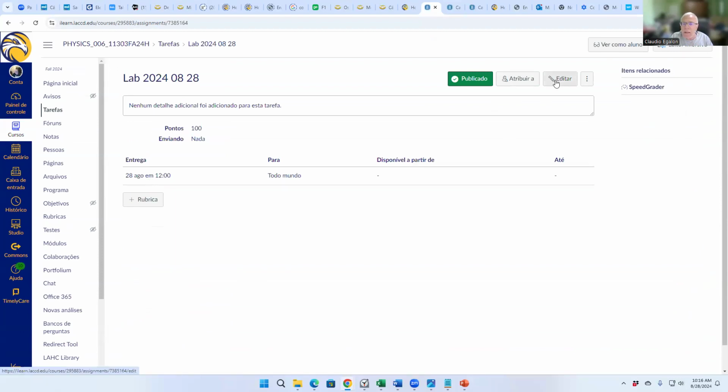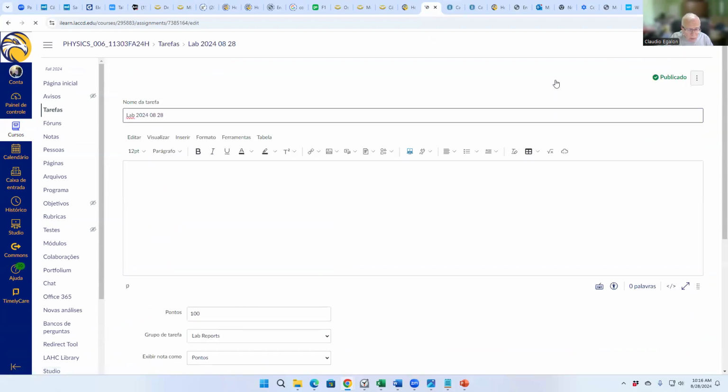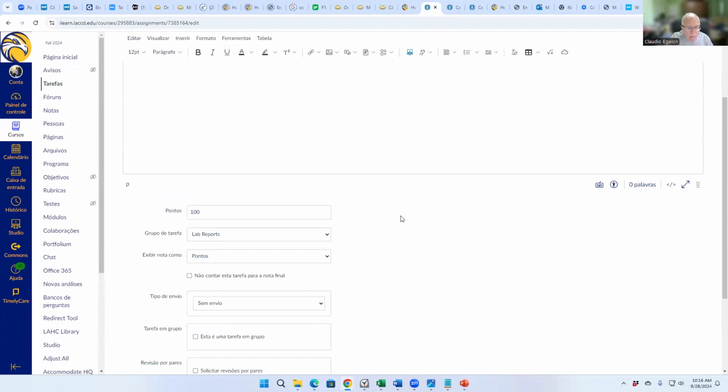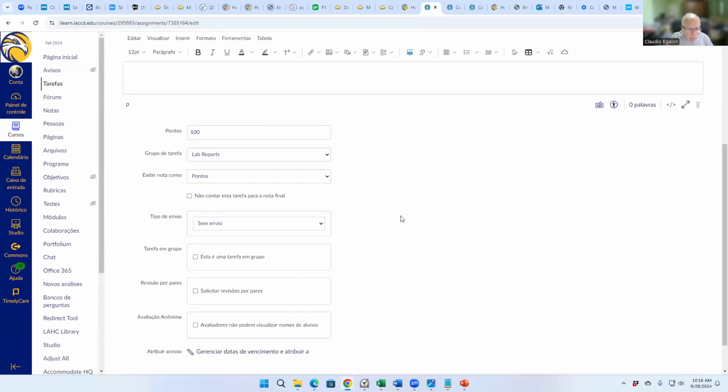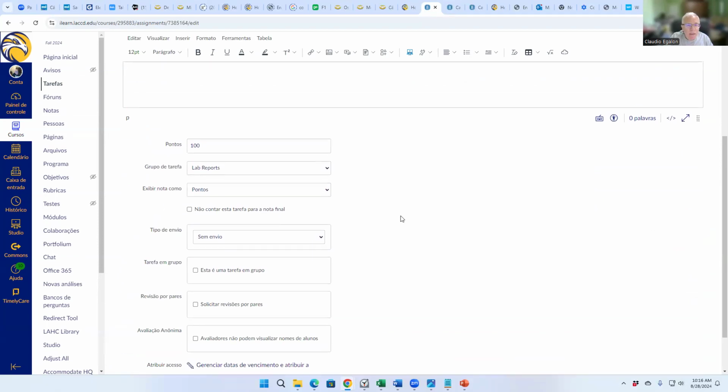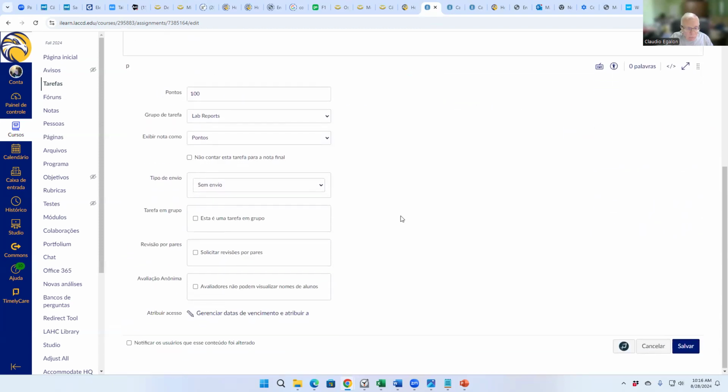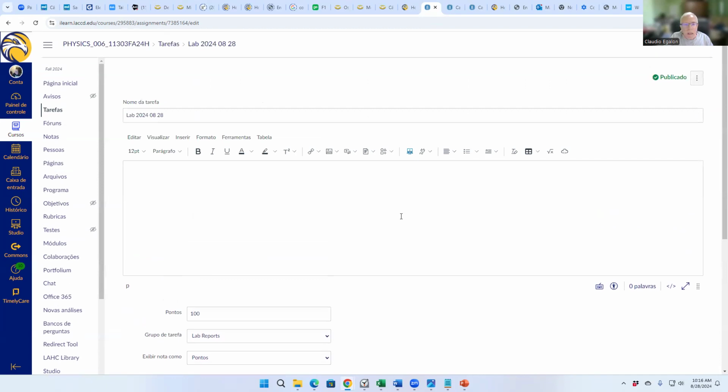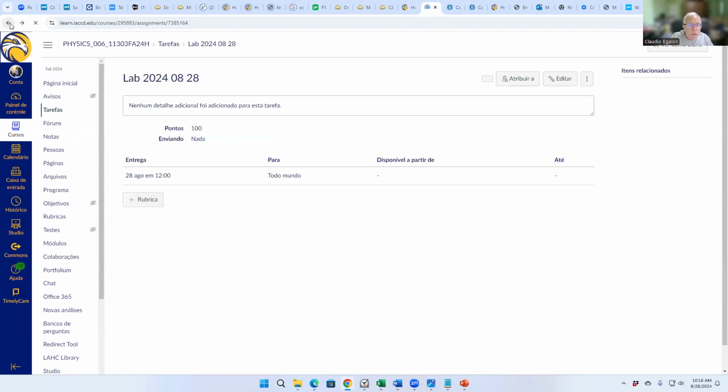Let's see, edit. Okay. Unfortunately the thing is in Portuguese. I want to put it in English. Let's see, where is that? Strange. Where do I access the date of the thing? It's supposed to be here, right?